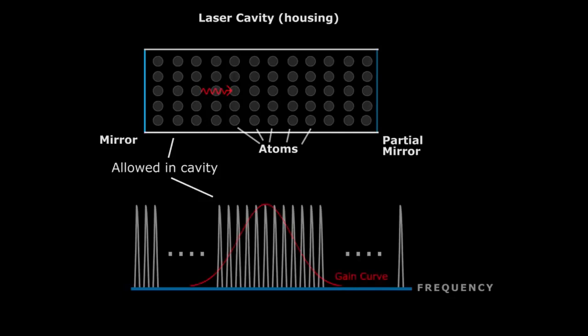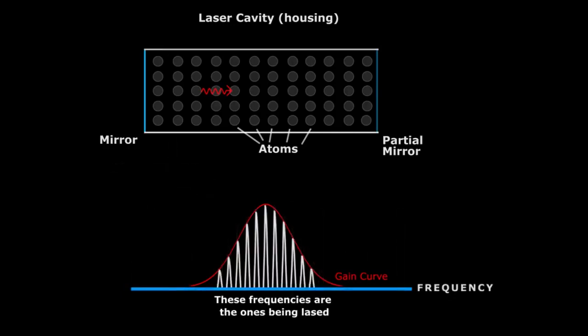We can superimpose these two frequency plots and get the following. The frequencies under the gain curve that have enough intensity to overcome other cavity losses are the ones the laser emits. There are plenty of laser active media these days. Any frequency you wish to lase is pretty much possible.